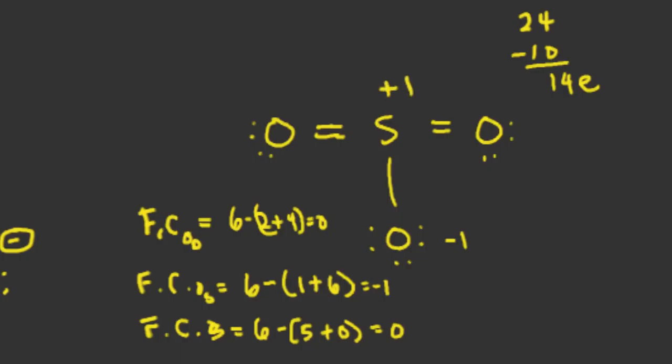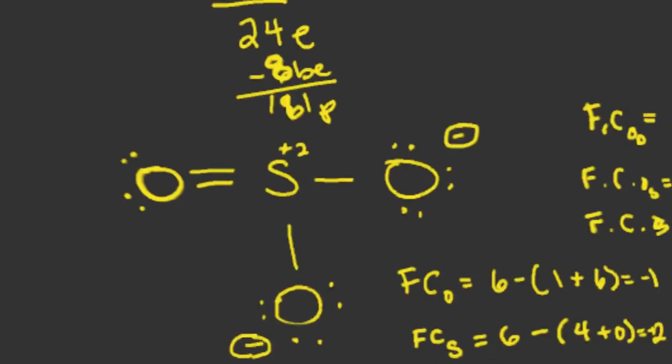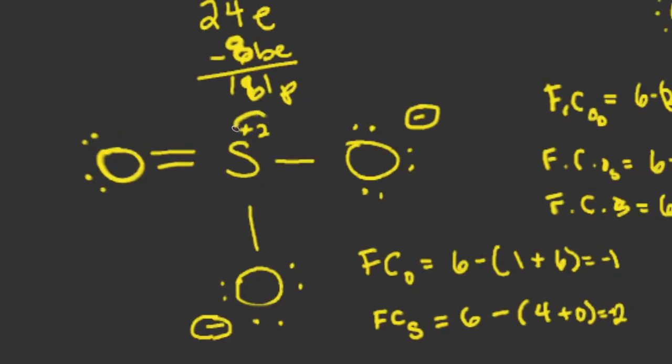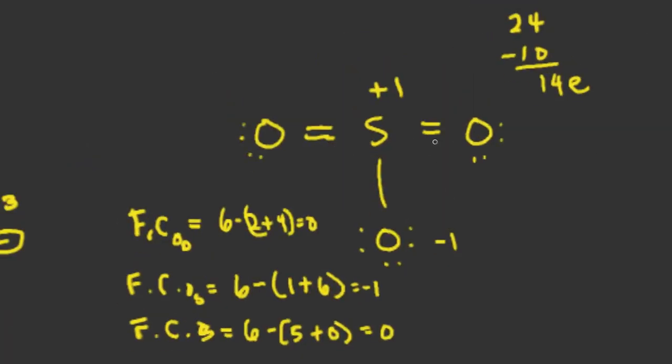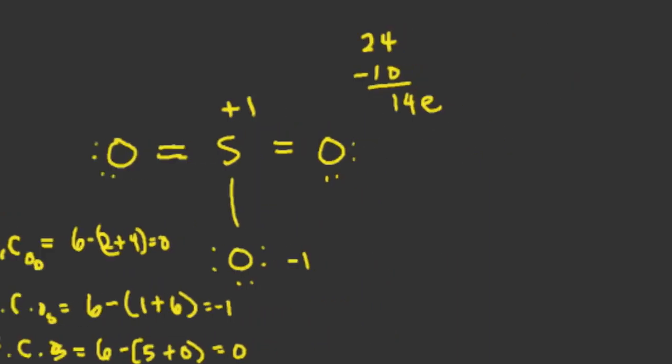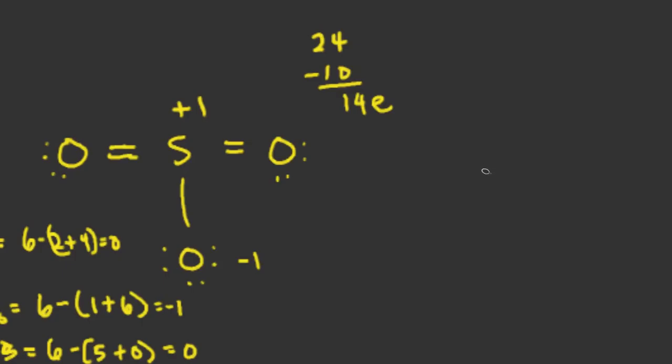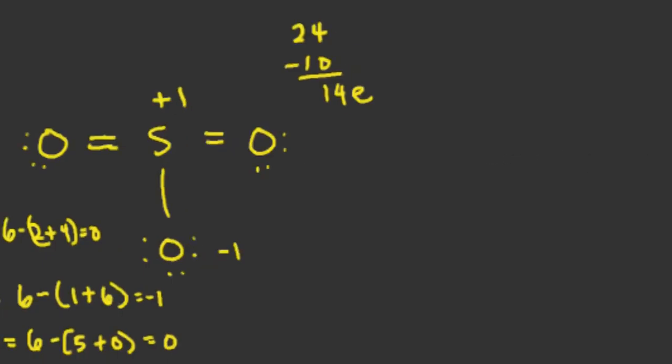Alright, so already this is a better structure than this one because this one had 1, 2, 3 formal charges and 1 double bond, and this has 2 formal charges and 2 double bonds. Okay, so there are fewer formal charges and more bonds, so this is more valid. So we might as well just try the 3 double bonds, see if that works best.